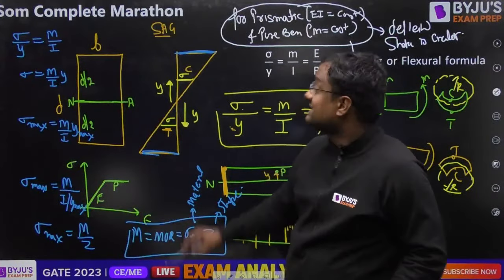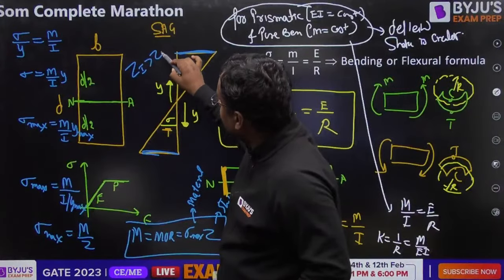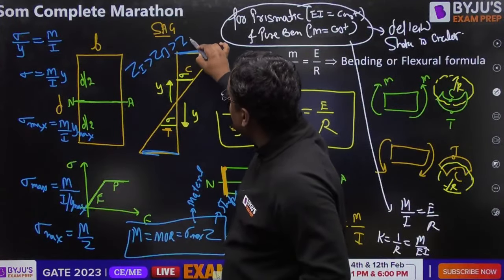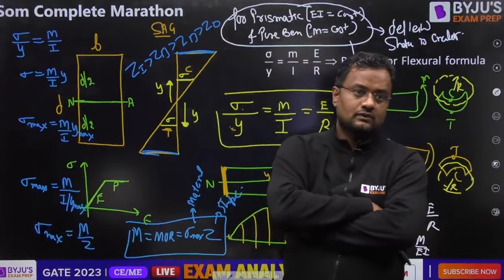Okay? And Z of I section is greater than Z of rectangle, which is greater than Z of square, which is greater than Z of circle. Okay?